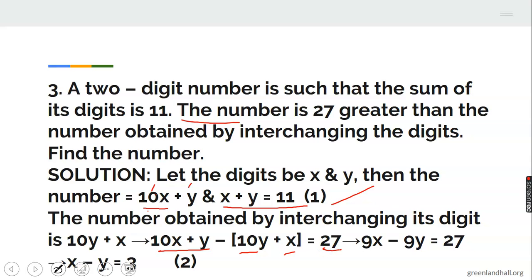By removing the bracket, we are going to have 9x, because 10x minus x is 9x, while y minus 10y gives me minus 9y equals 27. Now dividing that through by 3, you have the second equation. This equation 2 is x minus y equals 3.